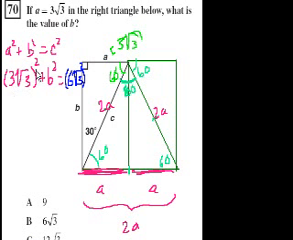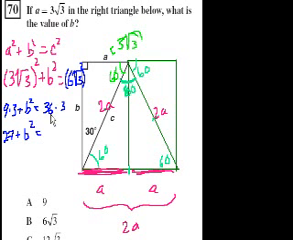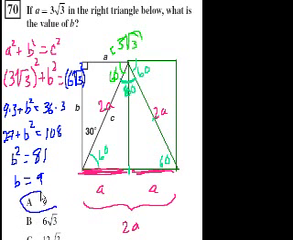So if you take 3 roots 3 to the second power, the same thing as 3 squared times square root of 3 squared. So that's 9 times 3 plus b squared is equal to 36 times 3. And so that's 27 plus b squared is equal to 36 times 3 is 108. Subtract 27 from both sides. B squared is equal to 81. B is equal to 9. And so that is choice A.